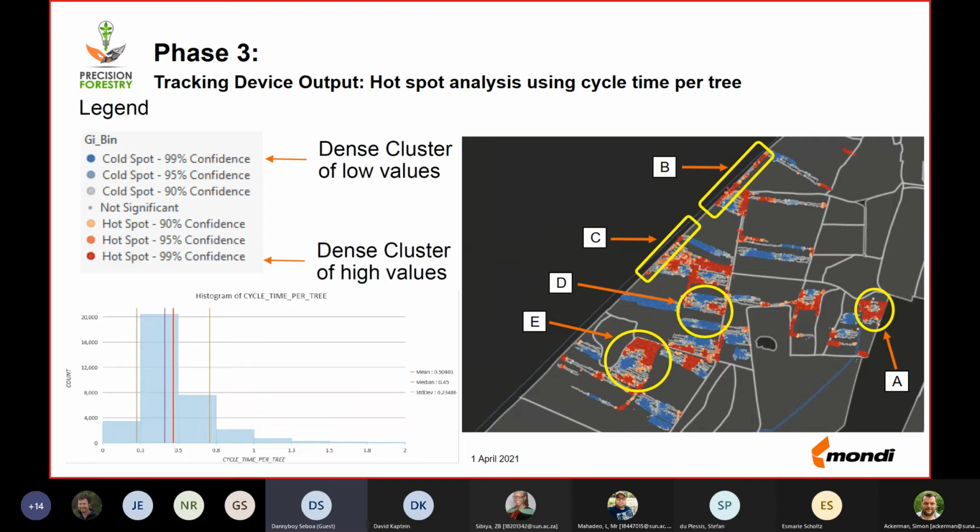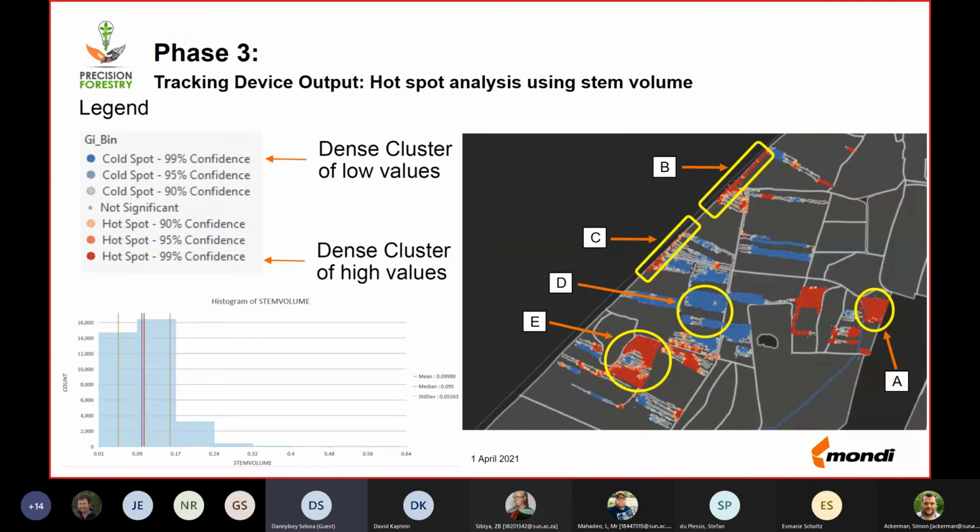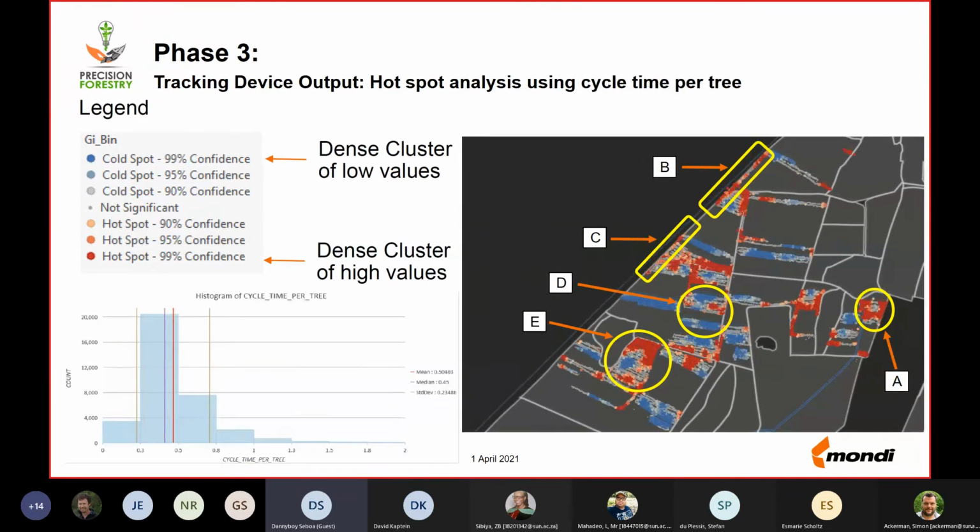This just shows you that the bigger trees take more time to be processed, so that's why we have higher cycle times. Again, at point B and point C, we do see a cluster of high values where you have higher cycle times influenced by the bigger trees on your edge lines. And then on point D, again, where we had a low cluster of values in terms of your stem volume, you can slightly see its influence on your cycle time per tree, whereby you have slightly smaller, quicker processing times compared to point A.